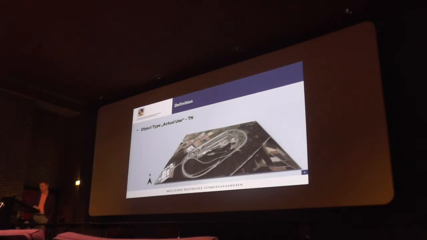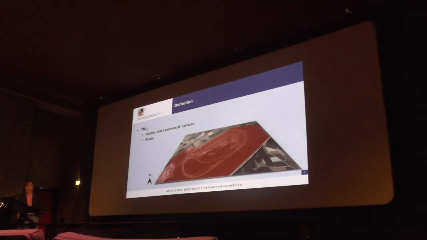But at the moment, I would like to show an example to you to see how the information is modeled. Here you can see a scene within an automobile test area. You see here some forest and grassland, and here the streets for testing the cars. And in Germany, with the actual use data types, you can model this situation in two ways. The first one is to use the data models from industry and commercial services, to make a shape with industry and commercial service and roads.